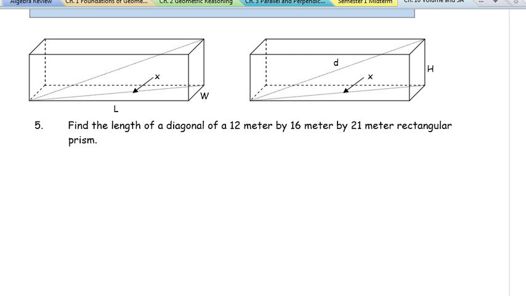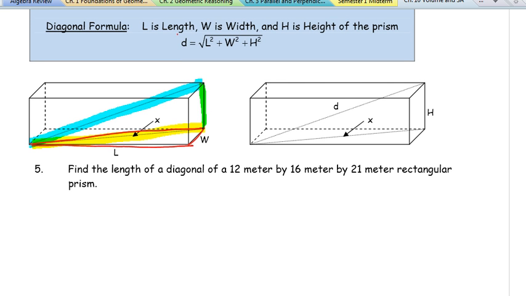Our goal is to find that. What you would have to do first is find this here. You'd have to find that, and then use that along with this edge to find your other diagonal. So you're going to have to use the Pythagorean theorem twice. You can do that, or you can just use this formula, and that's what I'm going to do. So the diagonal is equal to the square root of L squared plus W squared plus H squared. And this is actually even easier than the distance formula. We want to find the length of the diagonal, so that's our unknown.